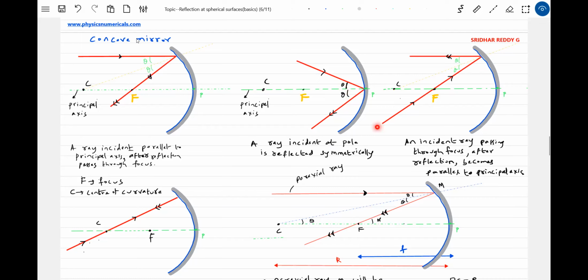Now similarly, if a ray passes through the focus, after reflection it should become parallel. This is nothing but the principle of reversibility of light. If this is the incident ray, then this will be the reflected ray. Now what is this yellow color? This will become the normal, no? It has to be normal.